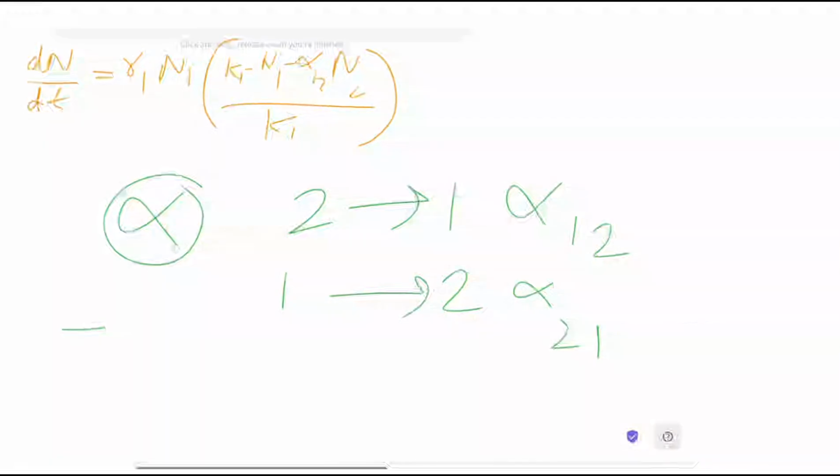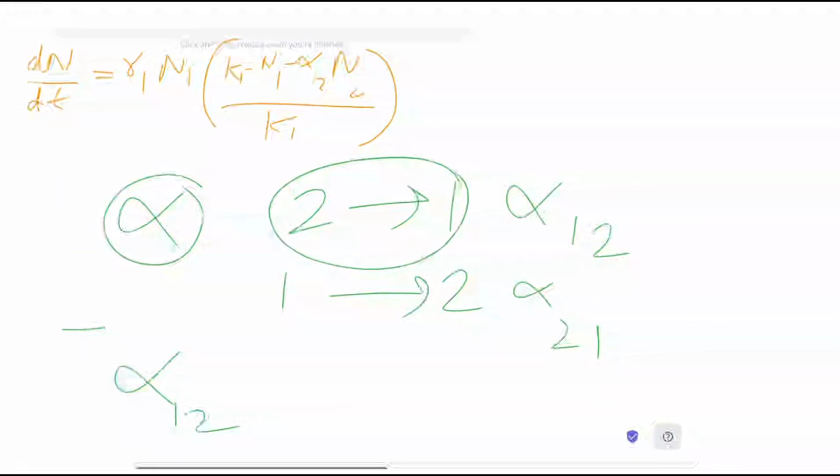So alpha 12 is the effect of species 2 on species 1, and alpha 21 is the effect of species 1 on species 2. So how will we measure it? It's a ratio. So if one individual of species 2 reduces species 1's growth as much as 10 individuals, like alpha 21, alpha 12, that is 2 by 1 here.